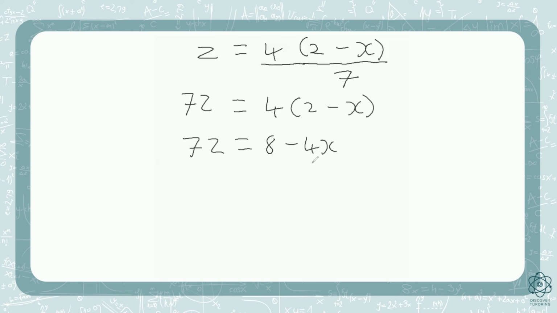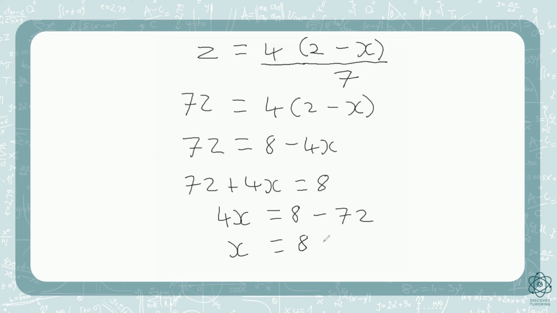Now we want to get the negative 4x onto the other side, so we'll have to add 4x onto each side. So we have 7z plus 4x equals 8. And now what we need to do is the same thing but the other way around. So we want to get the 7z over to the other side, so we take it away. So we have 4x equals 8 minus 7z. Okay, now all we need to do is divide both sides in order to get x on its own. So we have x equals 8 minus 7z over 4, and now we're done.